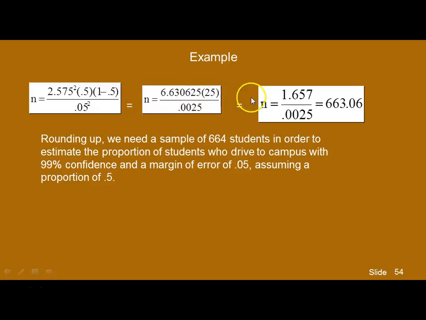If you work that out, you should get a sample size of 663.06. Round that up to 664. So we would need a sample of 664 students if we wanted to estimate the proportion of students who drive to campus with 99% confidence and a margin of error of 0.05, assuming that the population proportion is 0.5.